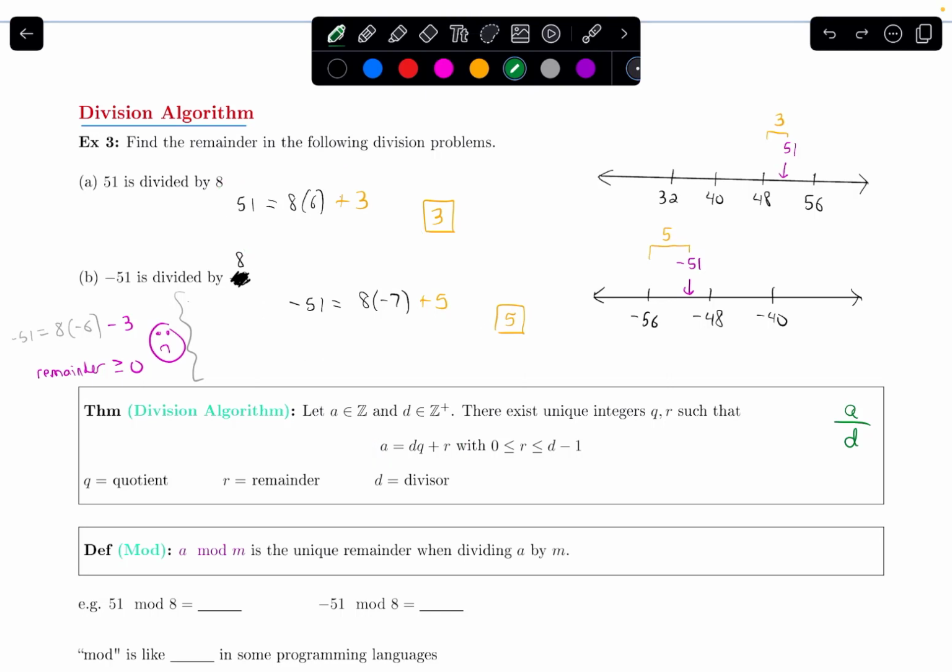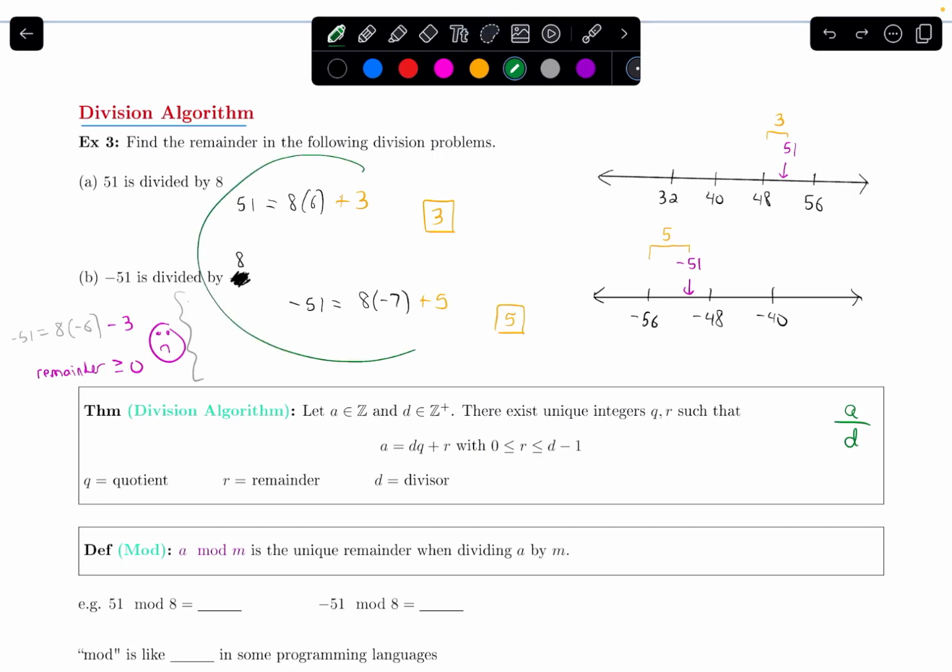This number D is whatever I'm dividing by. In my examples up here, that was the 8. The A is the other number that I want to divide, the 51. The R that pops out is called the remainder. This number Q that multiplies the D, representing how many times it went in, is called the quotient. And the number I divide by is called the divisor. It turns out that this remainder is always greater than or equal to 0 and less than or equal to D minus 1. So that's our division algorithm.